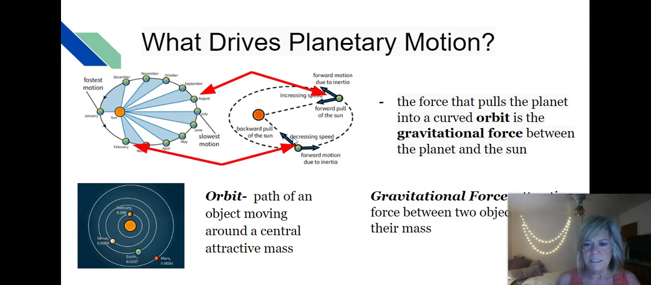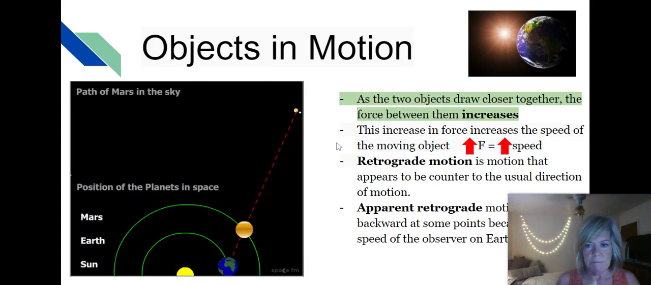So the more the distance increases away from the sun, the speed decreases because now you have forces opposed to each other. So they're being subtracted. The path it's moving on is called the orbit, and the gravitational force is that force between these two objects. Anything that has mass is going to have a gravitational force, or attraction, to another object.